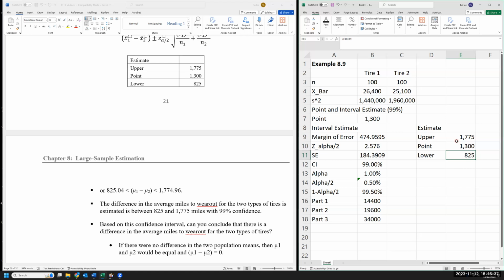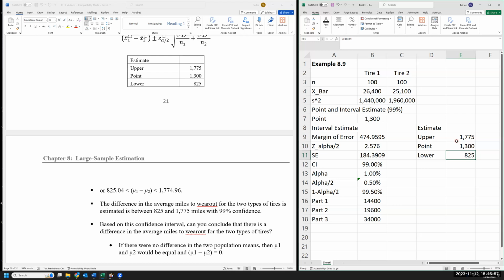And if someone asked by how much, you would say, well, between about 800 to 1,780 miles or something like that. Okay. With 99% certainty, we know tire 1 lasts longer than tire 2. That's what this one says.